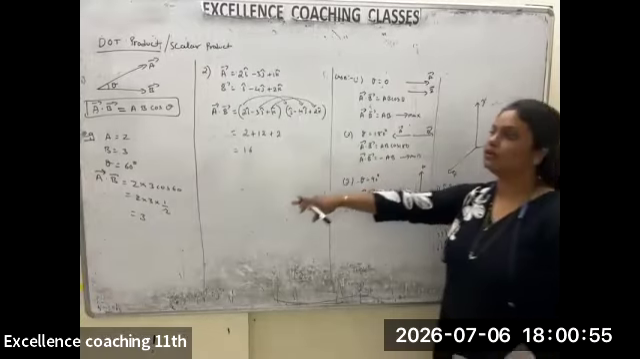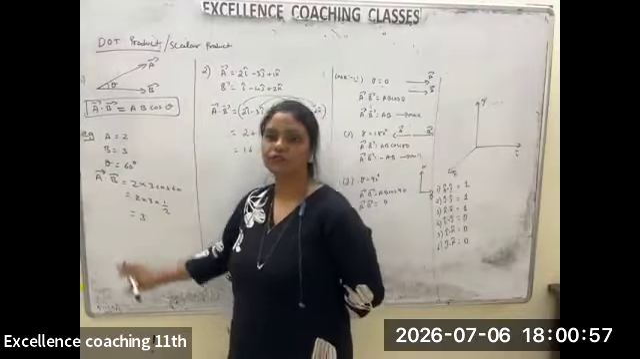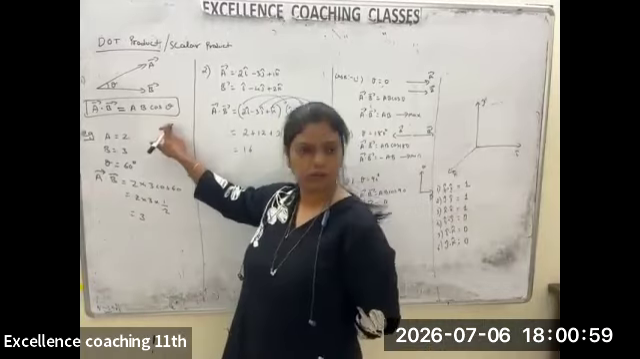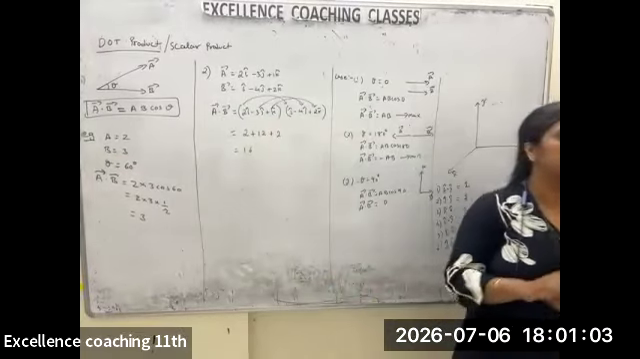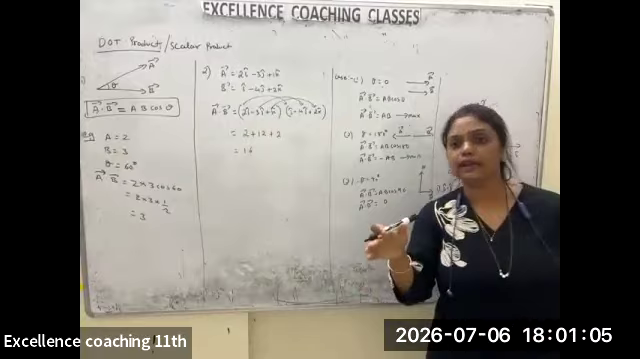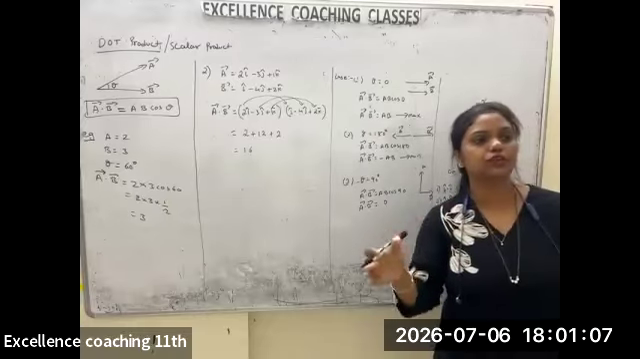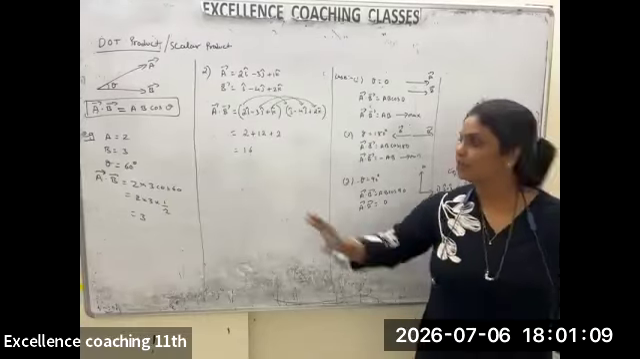If the values are given, you have to directly put the formulas and find out the answer. If you need to find theta, that will be solved in the next class. If it is given in Cartesian form, what you have to do? I with I multiplication plus J with J plus K with K. That will be your answer.